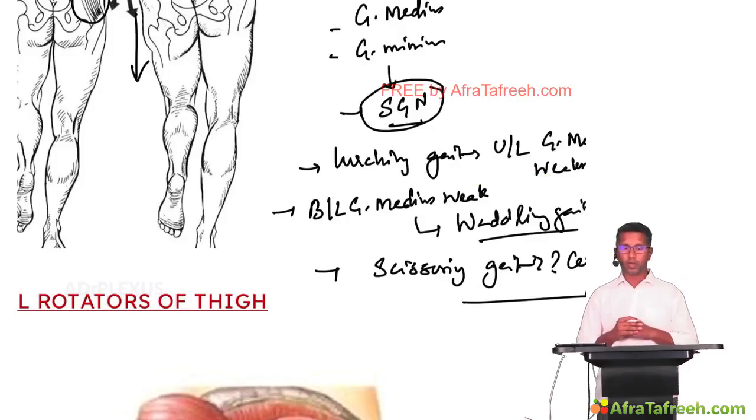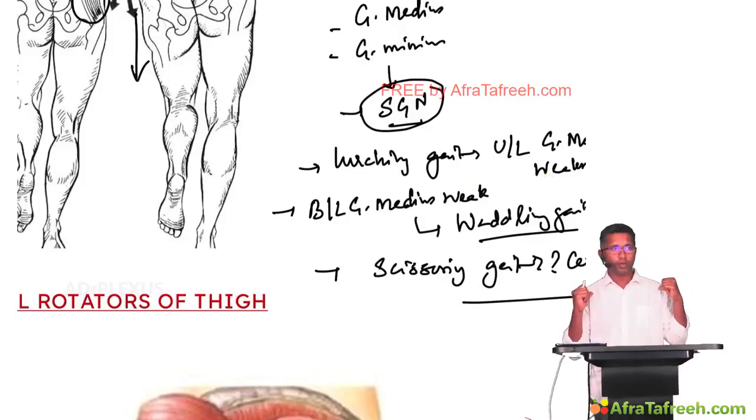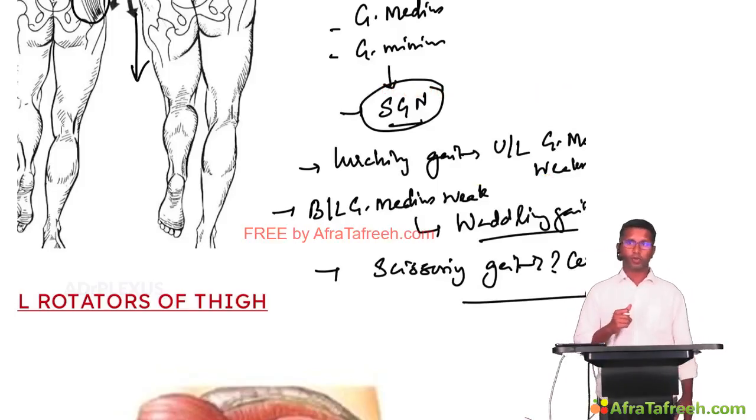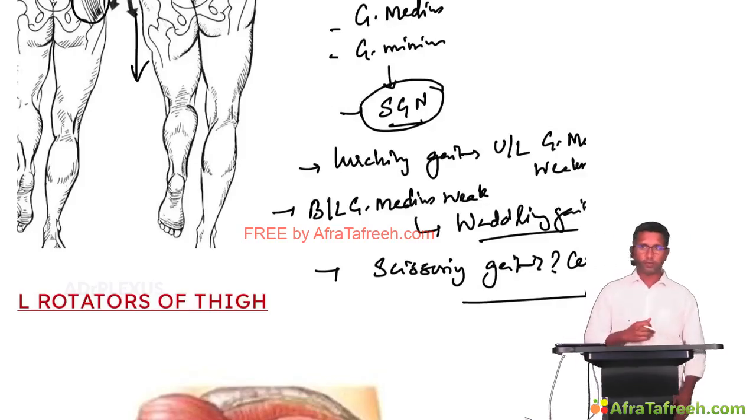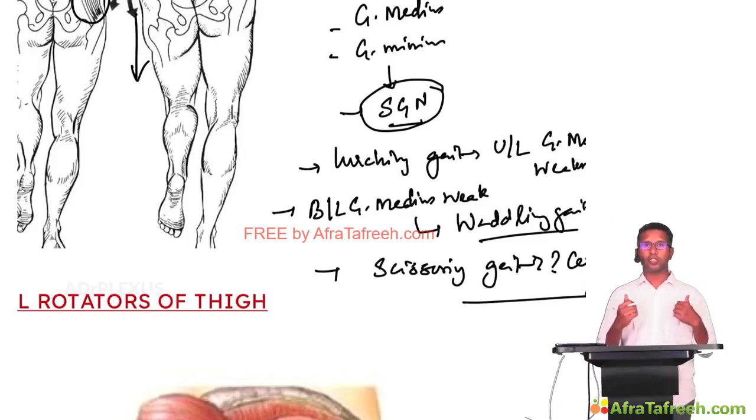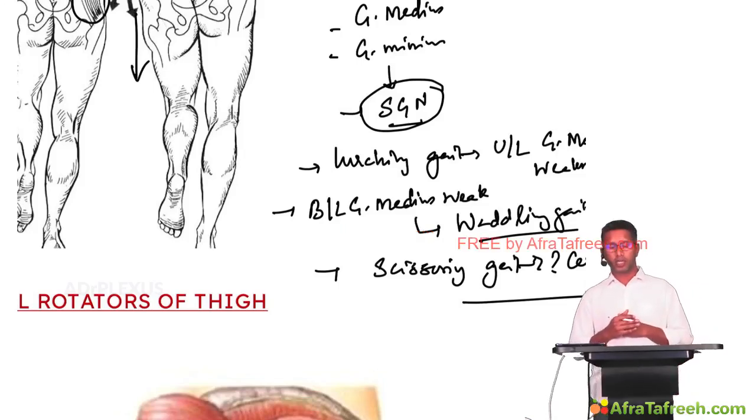So whenever a patient walks, you should look at his shoulder. When one shoulder dips, that is called lurching gait. When both the shoulders dip like this, then that is called waddling gait.